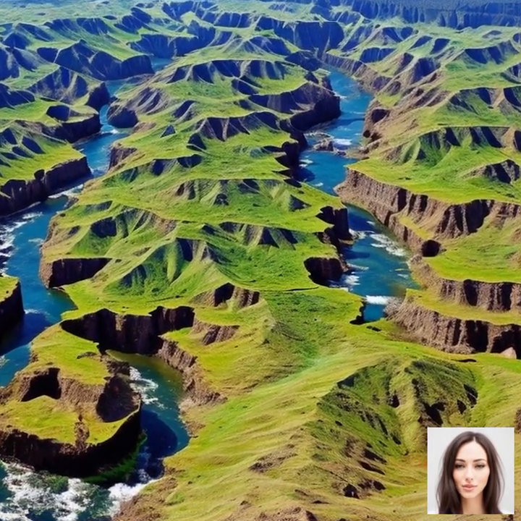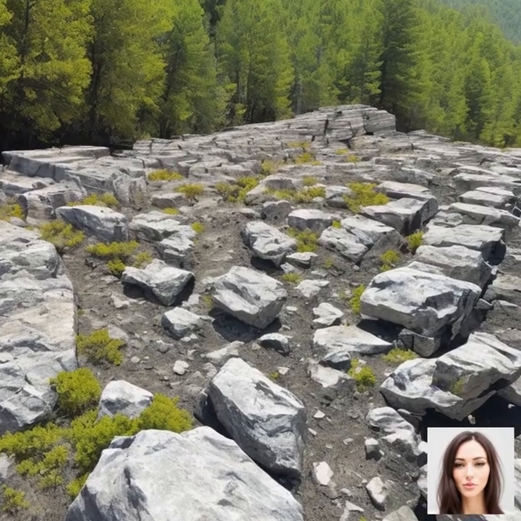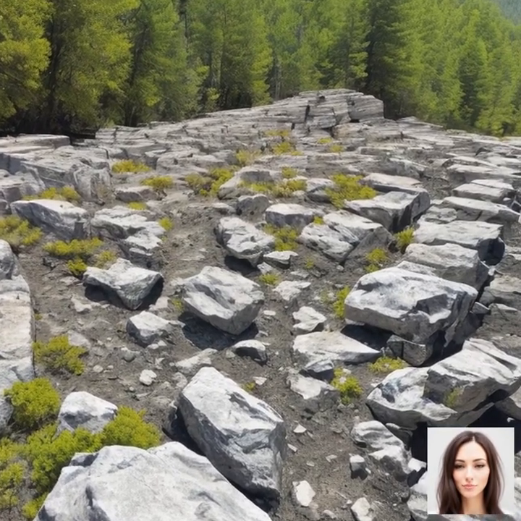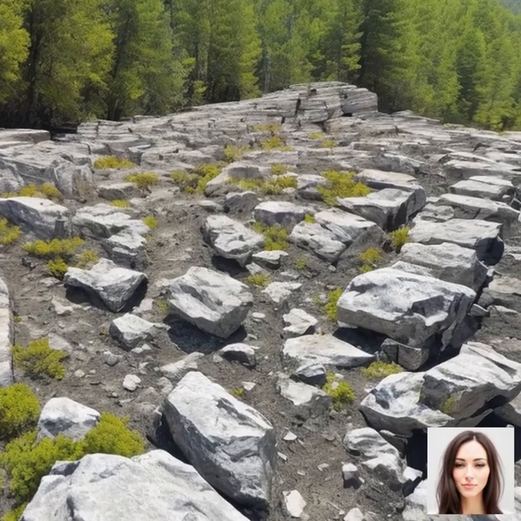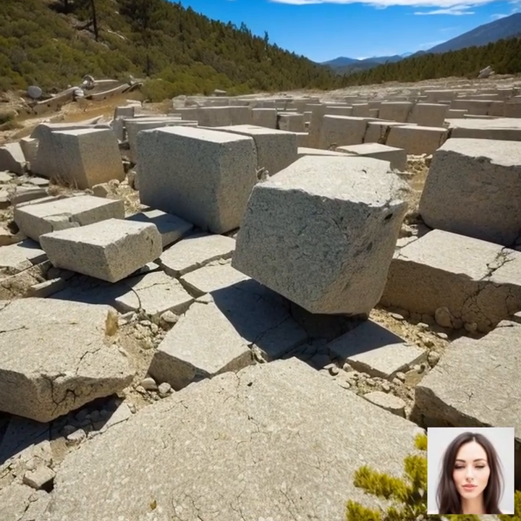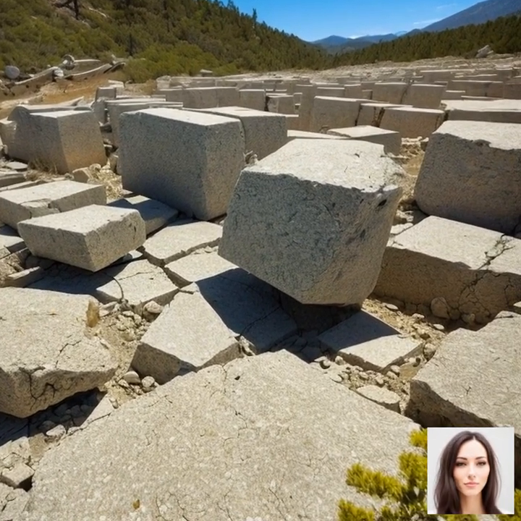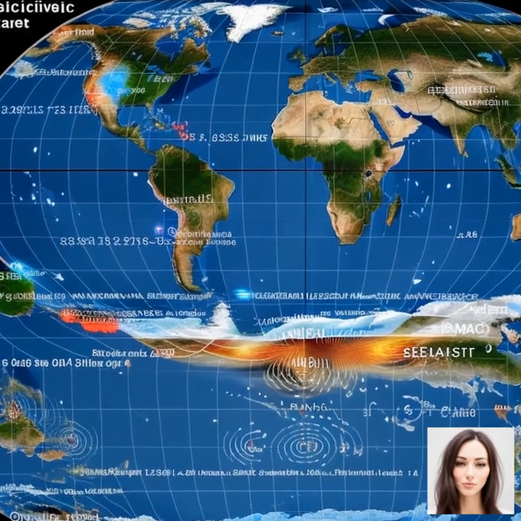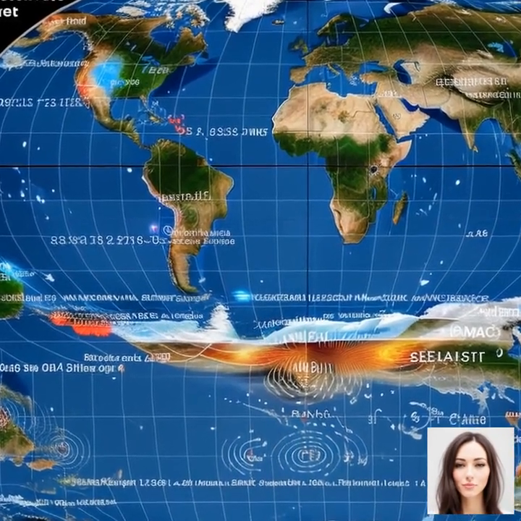Lastly, we have strike-slip faults, which are characterized by horizontal movement along a nearly vertical fault plane. This type of fault occurs when rocks slide past each other and there's no significant vertical displacement. Strike-slip faults are commonly associated with transform plate boundaries, such as the infamous San Andreas Fault in California.